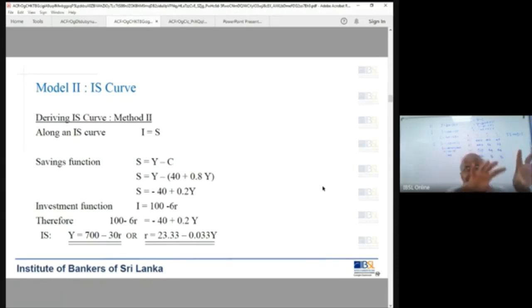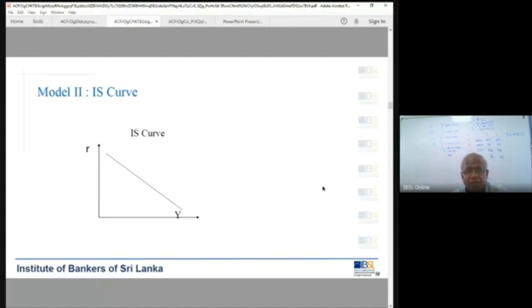First method, Y equals C plus I. That's all. Second method, I equals S. Same equation, 700 minus 30R. There is a negative relationship between investment and interest rate. The other one, don't worry about the next equation. With R as the subject, or Y as the subject, you can derive it with simple mathematics. That gives the downward sloping IS curve.